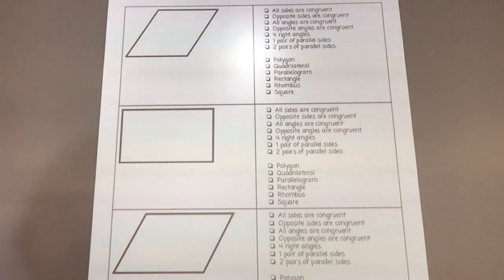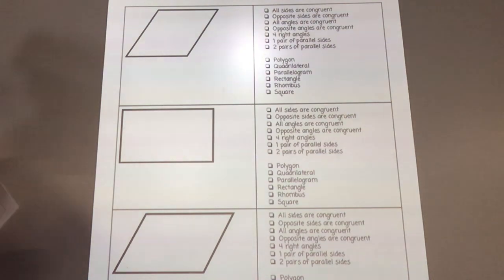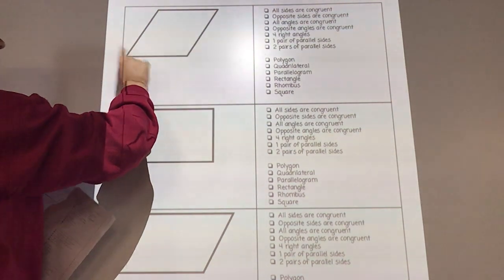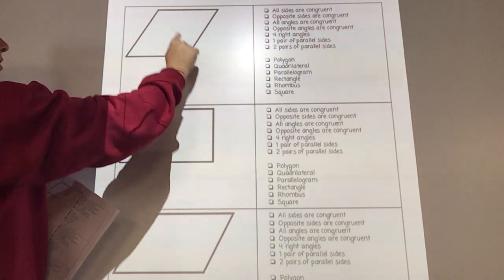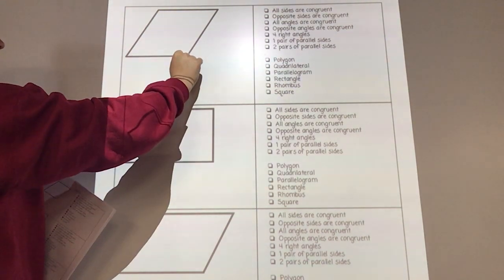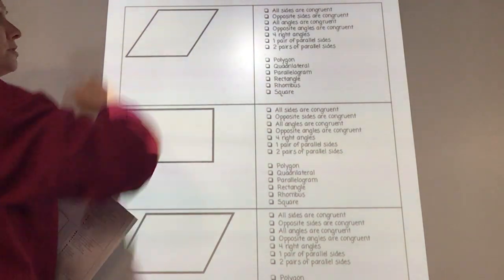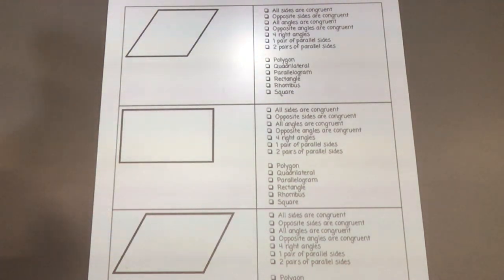What about opposite angles are congruent? Well, we were comparing that. That was the first one we compared, right? When I looked opposite, those looked congruent. Let's compare these two. Are they congruent to each other? Yes, these are both acute. These are both obtuse. So yes, opposite angles are congruent. Color that in. Does it have 4 right angles?